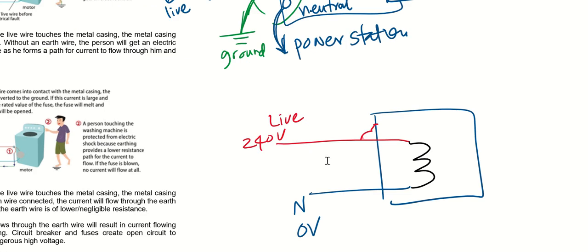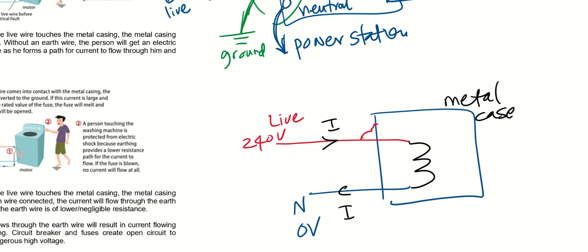Okay, so this is the case whereby there's no earth wire, right? There is a live wire, a neutral wire, but no earth wire. So there's an electrical fault. Current flows into the heater, into the appliances, and this is our metal case still. Current flows in, and current still flows out.